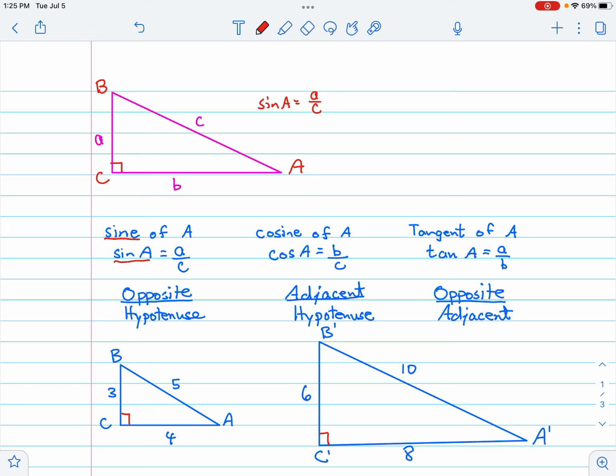Okay, and we write it this way. We never write it this way: sine equals A over C. Yeah, we don't do that. That's a sin. We always put the angle in there.